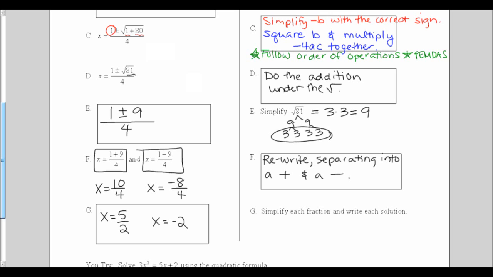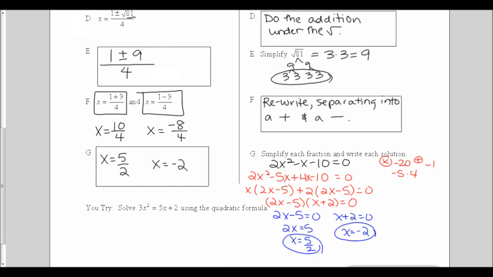This is a lot of work for something that I could have done by factoring. Let's just verify what would happen if I solve this equation by factoring. If I solve the same equation, 2x squared minus x minus 10 equals 0, by factoring, I'd be looking for what two things multiply to 20 and add to negative 1. I can go through the steps and factor that by grouping. And then, turning in blue down here, I set each factor equal to 0, and I wind up with x equals 5/2 and x equals negative 2.